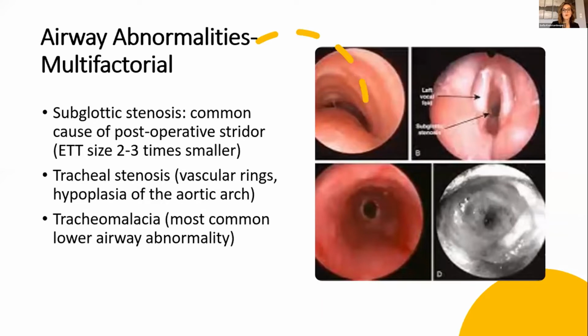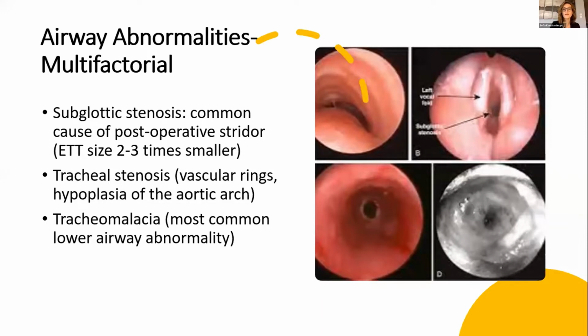We know that they have a smaller tracheal diameter, and some of these individuals are predisposed to have tracheal stenosis, either due to vascular rings or hypoplasia of the aortic arch. And there is also a percentage of these individuals who have complete tracheal rings, and this may have a variable clinical manifestation, either respiratory failure requiring ICU level care or intermittent respiratory symptoms during URTIs. But all in all, the treatment for that would be laryngotracheal reconstruction or slide tracheoplasty.